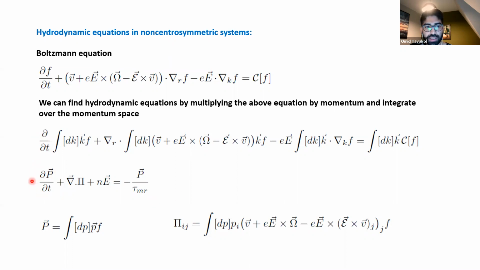This is the usual hydrodynamic equation for the energy momentum tensor. And by comparing these two equations, you can find the definition of P, the density of momentum, and the stress tensor, which is pi ij here. And you can see there is an extra contribution coming from both the artificial magnetic field and the artificial electric field.